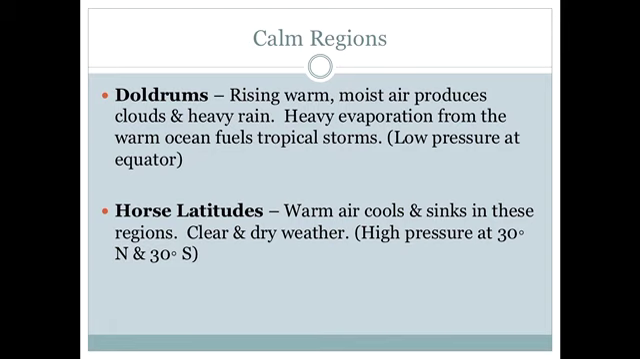Horse latitudes. This is where warm air cools and sinks in these regions. And for the most part, clear and dry weather is located here. You can find the horse latitudes at 30 degrees north and 30 degrees south. And again, this is high pressure. Here in Statesville, the latitude for Statesville, North Carolina is approximately 35 degrees north, so we're almost considered in these horse latitudes.